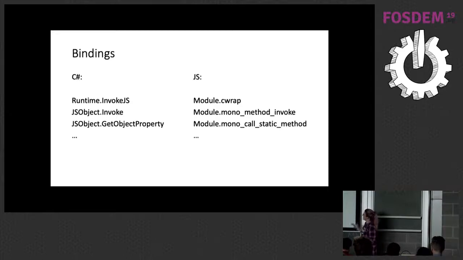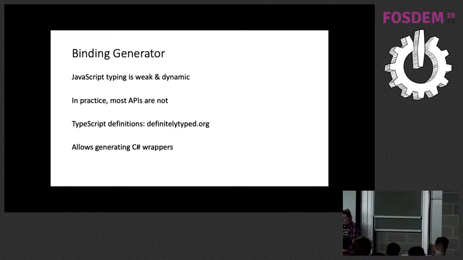And the same thing is true on the JavaScript side. It's very much you're using the Mono embedding APIs to load a method handle and construct objects and invoke it and so on. So to make this easier to use, we are currently building something called the binding generator. I don't have anything to show off just yet.